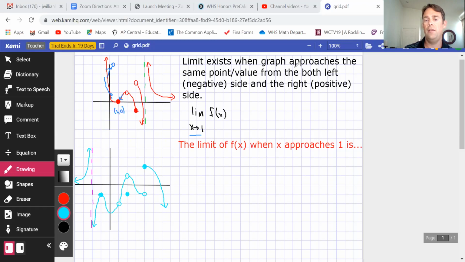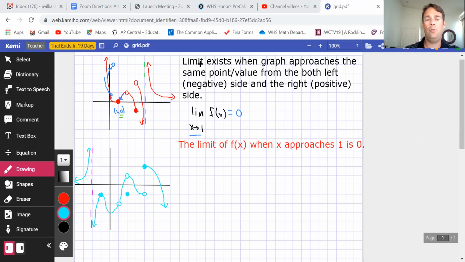So in other words, what a limit is, it's really nothing more than just pretty much the y value. So as I'm approaching 1 from the left side, I go to 0. As I'm approaching 1 from the right side, I'm also going to 0. That means that the limit is equal to 0. So if we go back to our little phrase here, we'd say the limit of f of x when x approaches 1 is 0. As it's coming from both the left side and the right side, they both approach the same value.